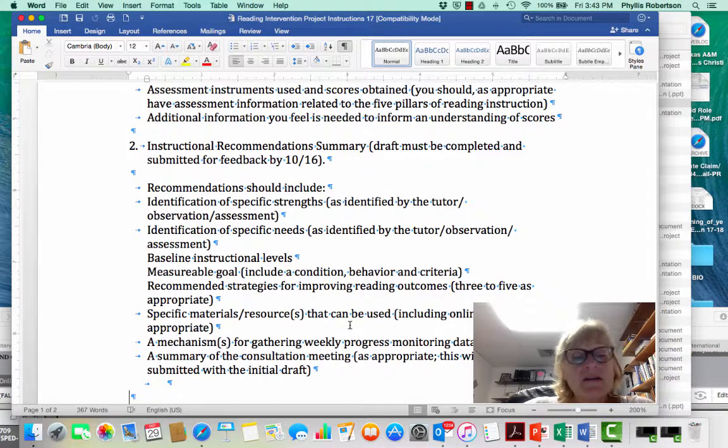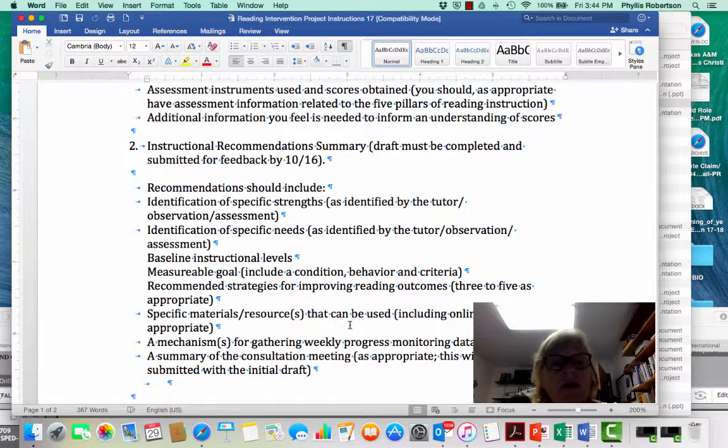So you're obviously not going to expect a year's worth of growth in 4 or 5 weeks based on 2 or 3 times a week, right? So make sure that your goals are reasonable. A goal should be one sentence that includes a condition. So under what circumstances are you going to expect the student to demonstrate a certain knowledge or skill?